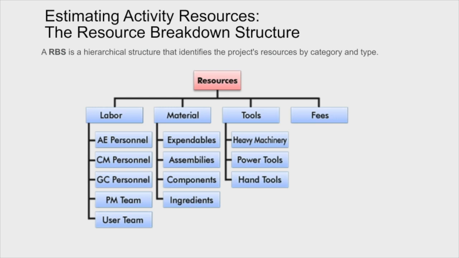We can take material and break it down into expendables, stuff that's used up, assemblies, stuff that's used in the construction, components, parts and pieces, and ingredients such as things like cement. And we can think of tools. What are the tools that were required for that activity? Heavy machinery, power tools, hand tools, these sorts of things. So these are all important components that flow out of the activities that a lot of software will help plan out, because those are important things to get the job done.